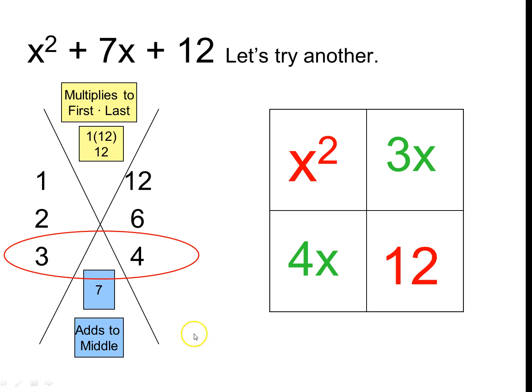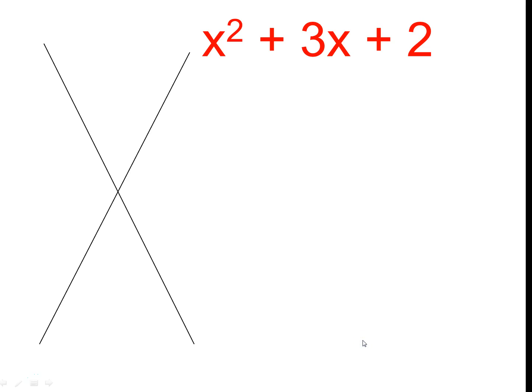So let's think. We're doing the multiplying backwards. What gives you x squared? Well, that's just x and x. Something times x is 3x. Something times x is 4x. And if we did it right, 3 times 4 is 12. 3 times 4. So we did it right. All right.